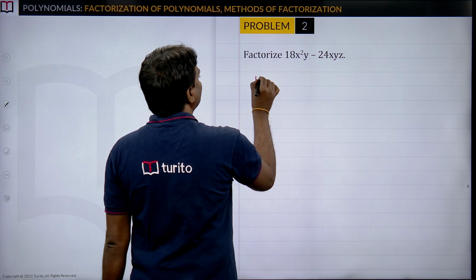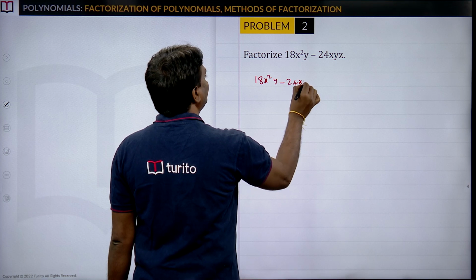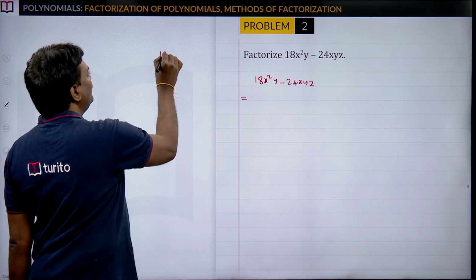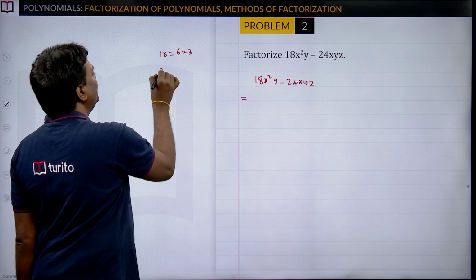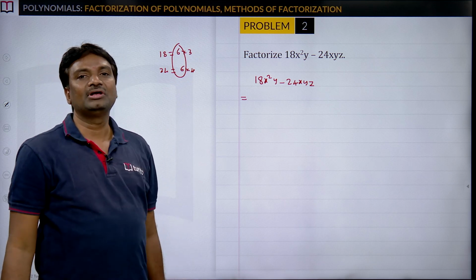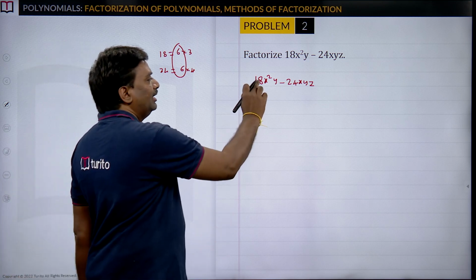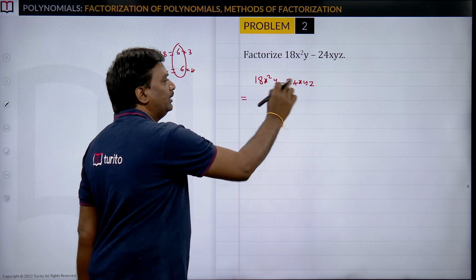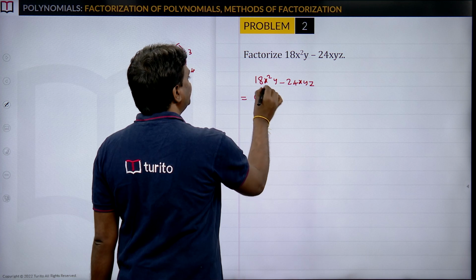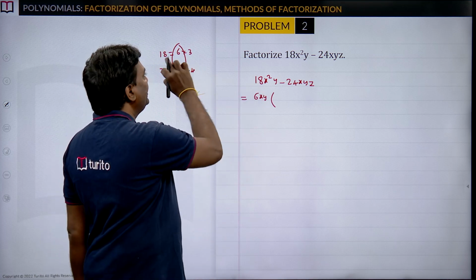So, 18x square y minus 24xyz, where 18 can be written as 6 into 3 and 24 can be written as 6 into 4. Now, this 6 is a common factor. We can take x as a common factor, y as a common factor, but z is not a common factor. So, by taking 6, x and y as common, from 18 we have taken 6 as common.